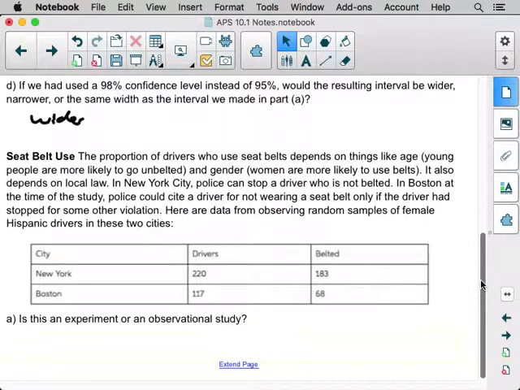The proportion of drivers who use seatbelts depends on things like age. Young people are more likely to go unbelted, and gender. Women are more likely to use seatbelts. It also depends on local law. In New York City, police can stop a driver who is not belted. In Boston, at the same time as the study, police could cite a driver for not wearing a seatbelt only if the driver had been stopped for some other violation. Here are the data from observing random samples of female and Hispanic drivers.